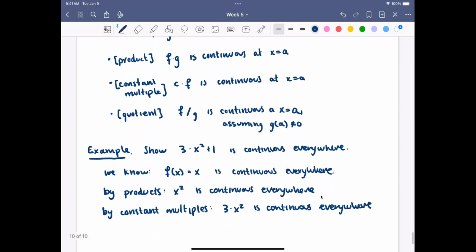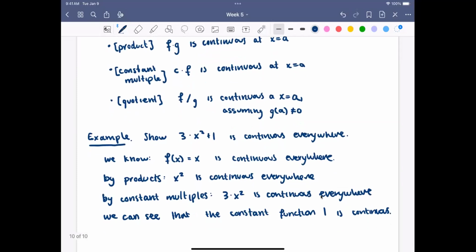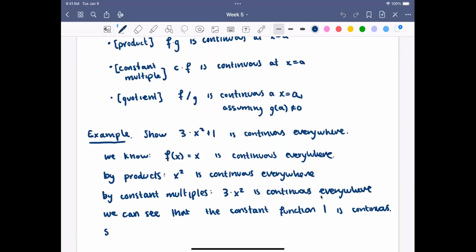So we can see that the constant function 1 is continuous. So then finally, by the sum rule, we get that 3x squared plus 1 is continuous everywhere. Okay, does this make sense?